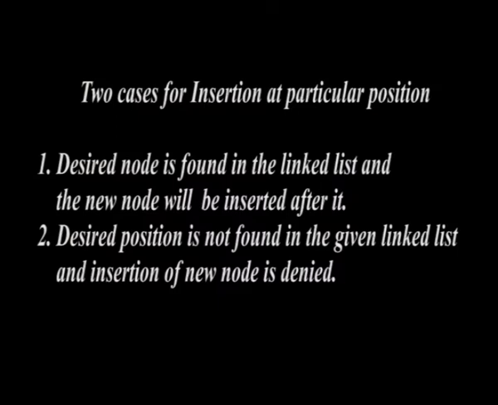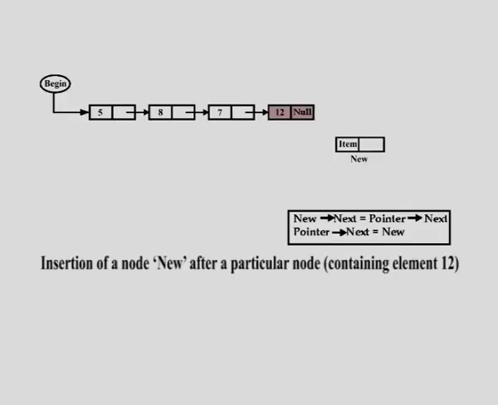Two cases arise. First, the desired node is found in the linked list and the new node will be inserted after it. Second, the desired position is not found in the given linked list and the insertion of new node is denied. To understand the concept of insertion of a new node after a particular node in the linked list, consider the diagram. Suppose we want to insert new node after the node containing element 12.